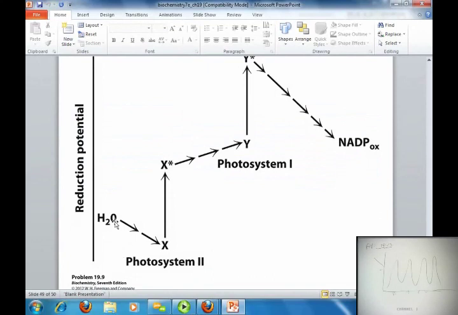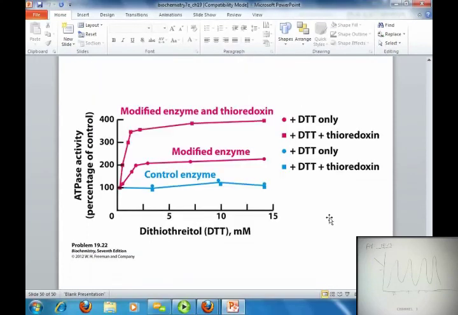These are the reduction potentials: water, photosystem 2 exciting, photosystem 1, another excitement, and then NADPH in its oxidized state. It will go and reduce it. Yeah, another cartoon of the same phenomenon.